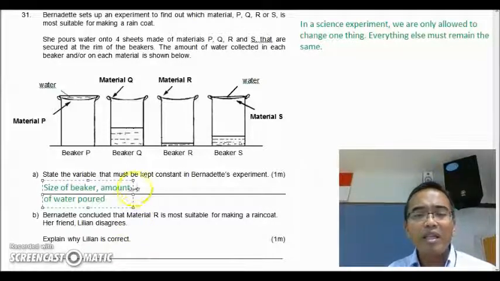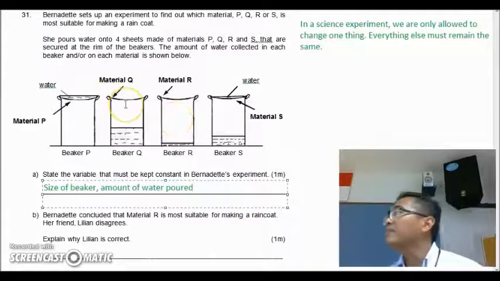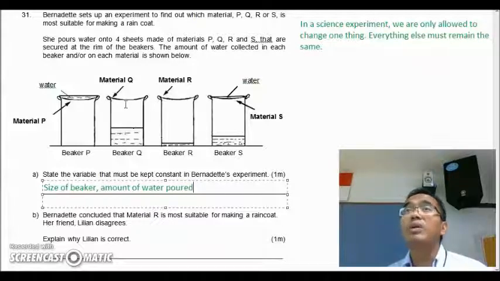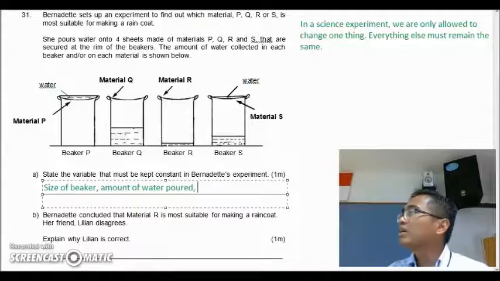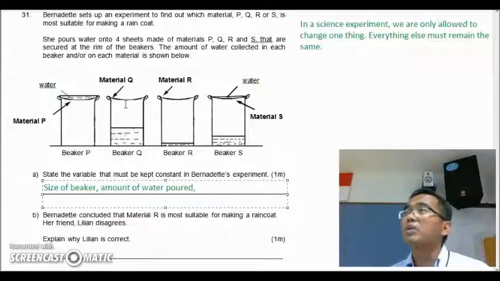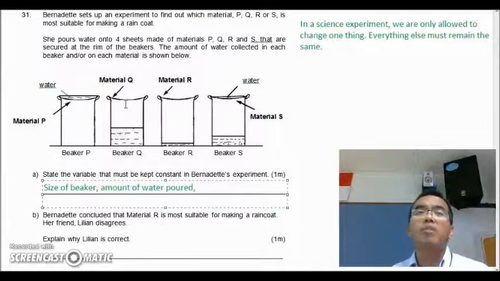Now note that amount of water can mean many things. It can mean the amount of water that you measure at the end. So you must be specific. Your answer must be accurate, right? Amount of water poured. What else? The height of the... Okay, the size of the beaker includes everything else, right? The size and measurement of the beaker includes everything else. What else? Amount of water poured. What else?